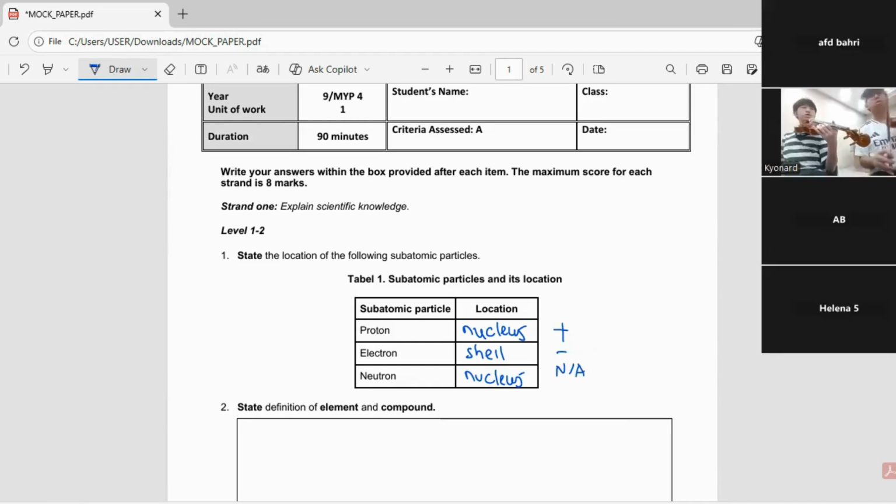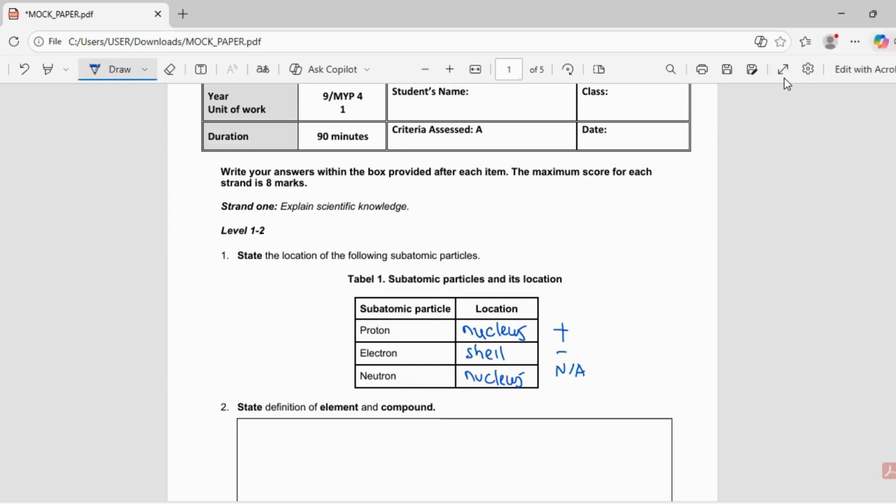And then after that, the other thing that you have to know also is the relative mass. The mass of proton is 1. The mass of electron is 1 over 1840. And then mass of neutron is also 1. So this is relative mass. And this is the charge.